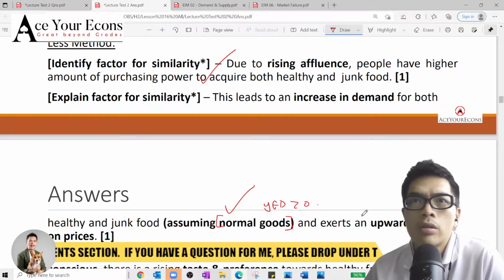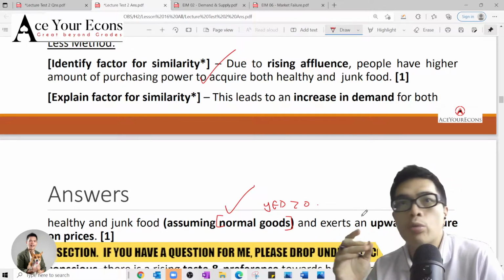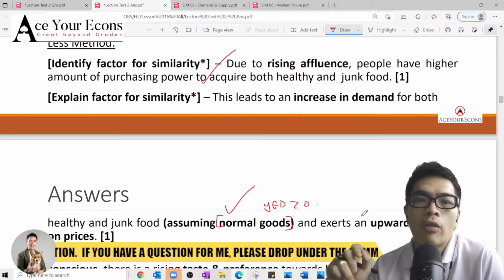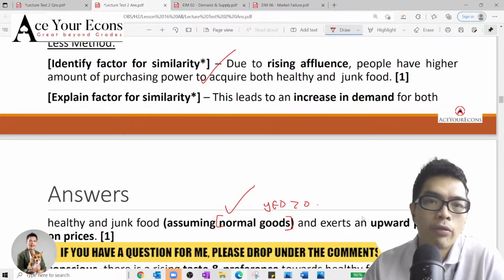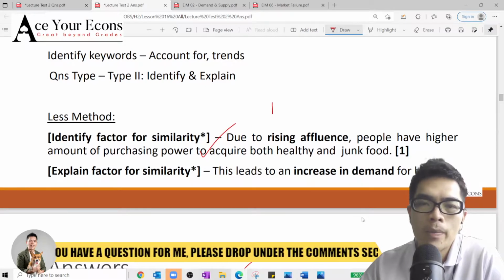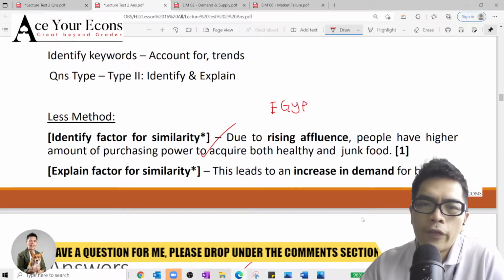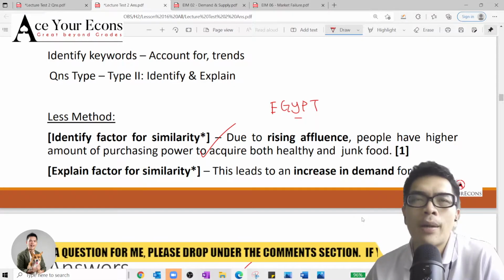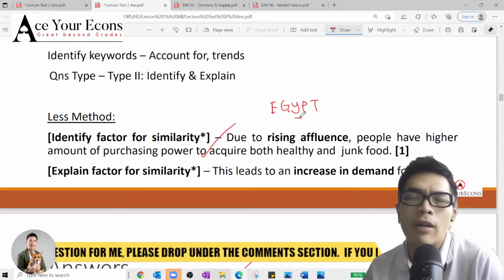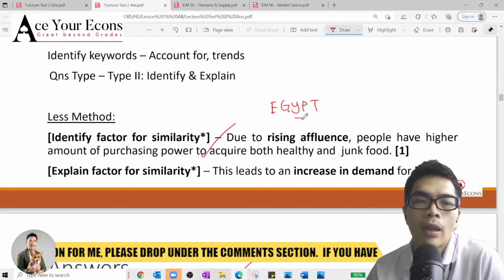Most of the other factors don't really work well for this, with the exception of Y. For my viewers out there, if you have any other interpretation, let me know. If not, I would say that Y is the best factor for similarity.